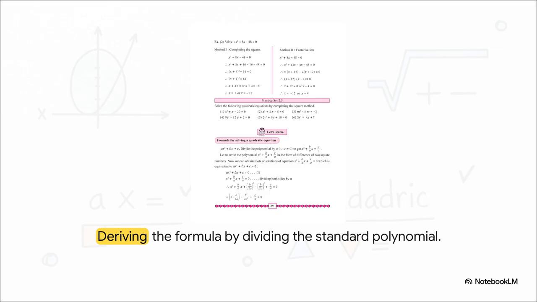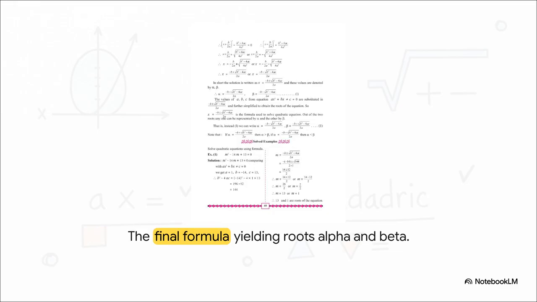By dividing both sides by a, we begin our mathematical journey to write the whole thing as the difference of two squares. This exact step-by-step logic leads us to a universal key, a key whose early foundations were actually laid down by the brilliant ancient Indian mathematician Brahmagupta. The final solution is x equals minus b plus or minus the square root of b squared minus 4ac, all divided by 2a. The two roots generated by that plus and minus sign are traditionally called alpha and beta.